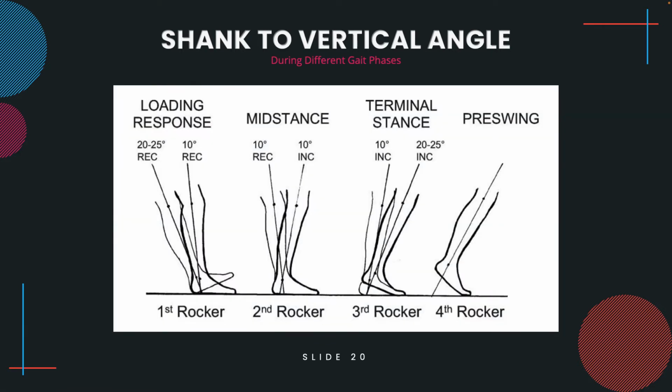So now we get to see our shank to vertical angle in action. During loading response, we're in a reclined angle. Our first rocker takes us from initial contact into loading response. And so we see that our shank to vertical angle goes from being reclined to being less reclined. We start progressing through our second rocker, our ankle rocker, into mid stance. So we go from 10 degrees of recline into 10 degrees of incline.